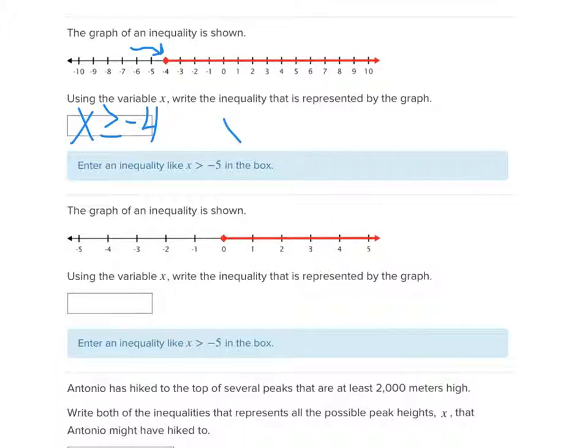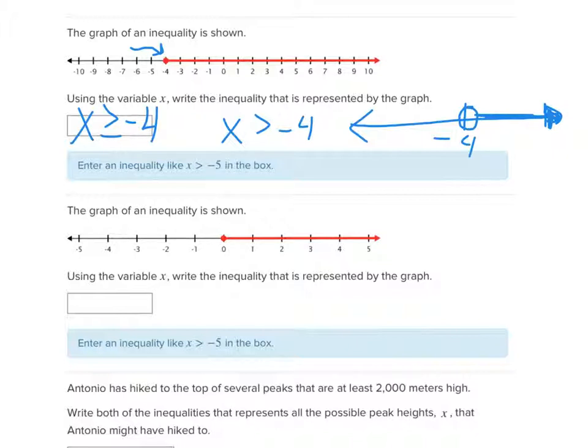If it was just x is greater than -4, the number line would have looked like this, with a -4 and a hollow dot and shaded in. Okay? But this example and the one below both have shaded in dots, so they are going to use the or equal to symbol.